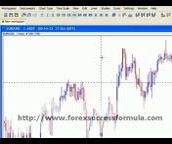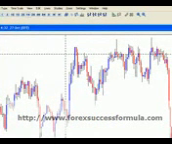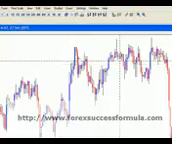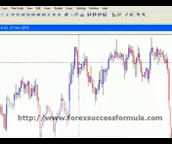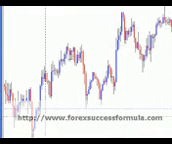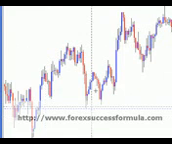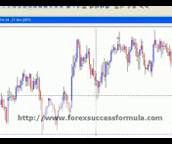This is a 1 hour Euro USD chart, and it's drawn on candlesticks. The blue bars are the bullish candles and the red bars are the bearish candles. Now if you look at this chart, the currency pair makes a high, then a low, then makes another high, another low, and some other highs and lows.